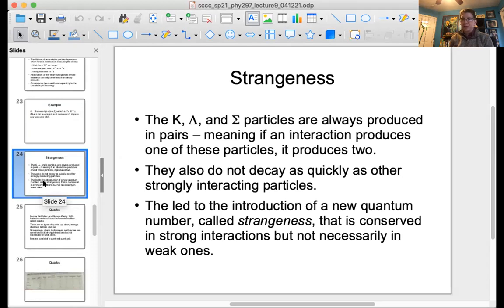And so that led to a new quantum number called strangeness that is conserved in strong interactions, but not necessarily in weak ones. So the kaons have a positive strangeness, +1. The lambda and sigma particles have a negative strangeness, -1. And the chi particles have a -2 strangeness, and the omega particle a -3 strangeness. But again, in strong interactions, strangeness is conserved.